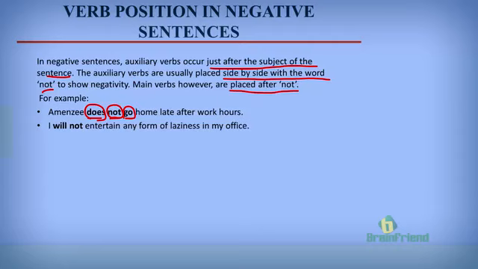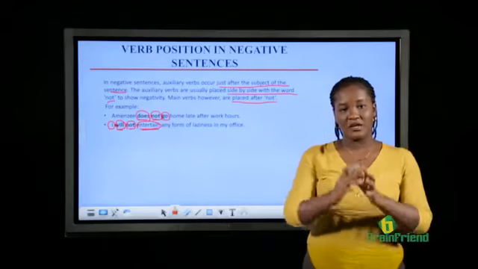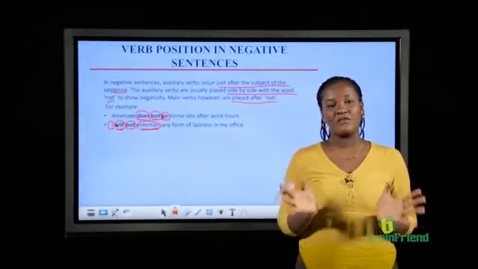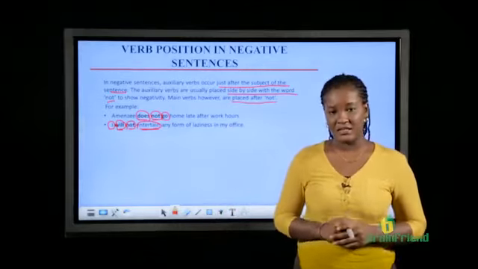The next sentence says, I will not entertain any form of laziness in my office. The subject here is I, and we find the auxiliary verb will, and the negative word not, and then the main verb entertain. So, in negative sentences, we have auxiliary verb, the negative word not, and the main verb. So that's how verbs are placed in negative sentences.